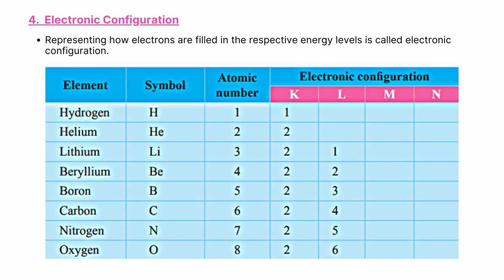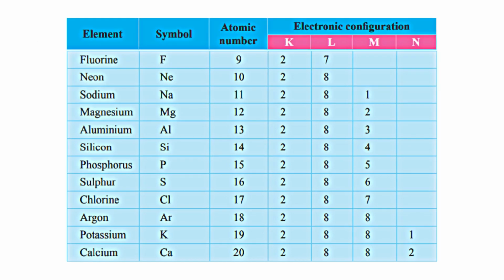Then nitrogen, atomic number 7. So 2 and 5. Then the next element is oxygen, atomic number 8. So 2 electrons in the first shell, 6 electrons in the second shell. Fluorine, atomic number 9. 2 electrons in the first shell and 7 electrons in the second shell. And neon. Here you can see atomic number 10. 2 electrons in the first shell and 8 electrons in the second shell.